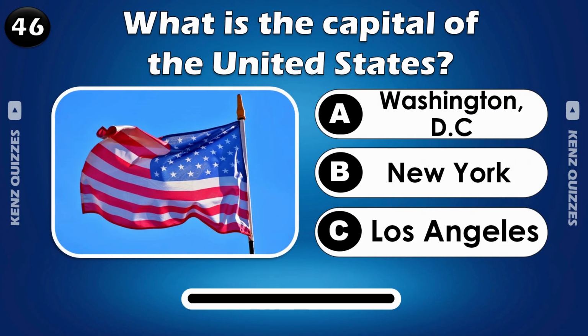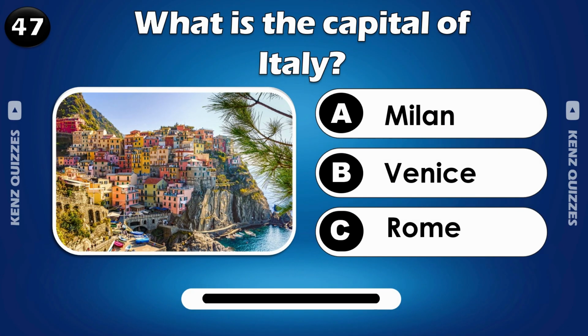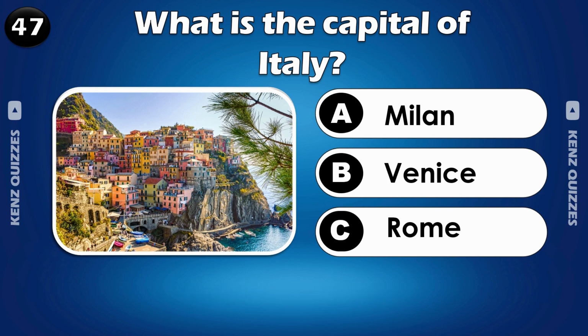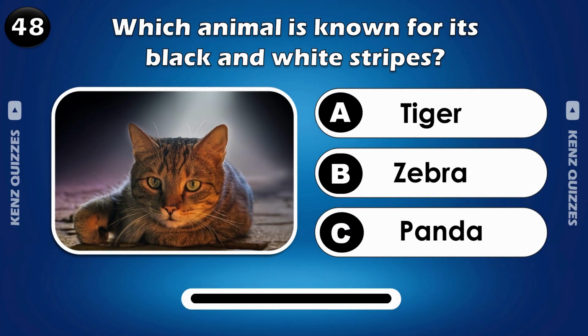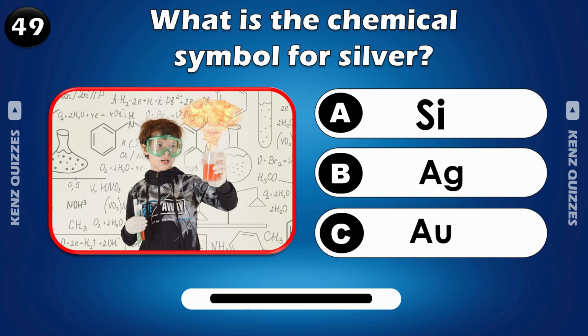Anaconda. What is the capital of the United States? Washington, D.C. What is the capital of Italy? Rome. Which animal is known for its black and white stripes? Zebra. What is the chemical symbol for silver?